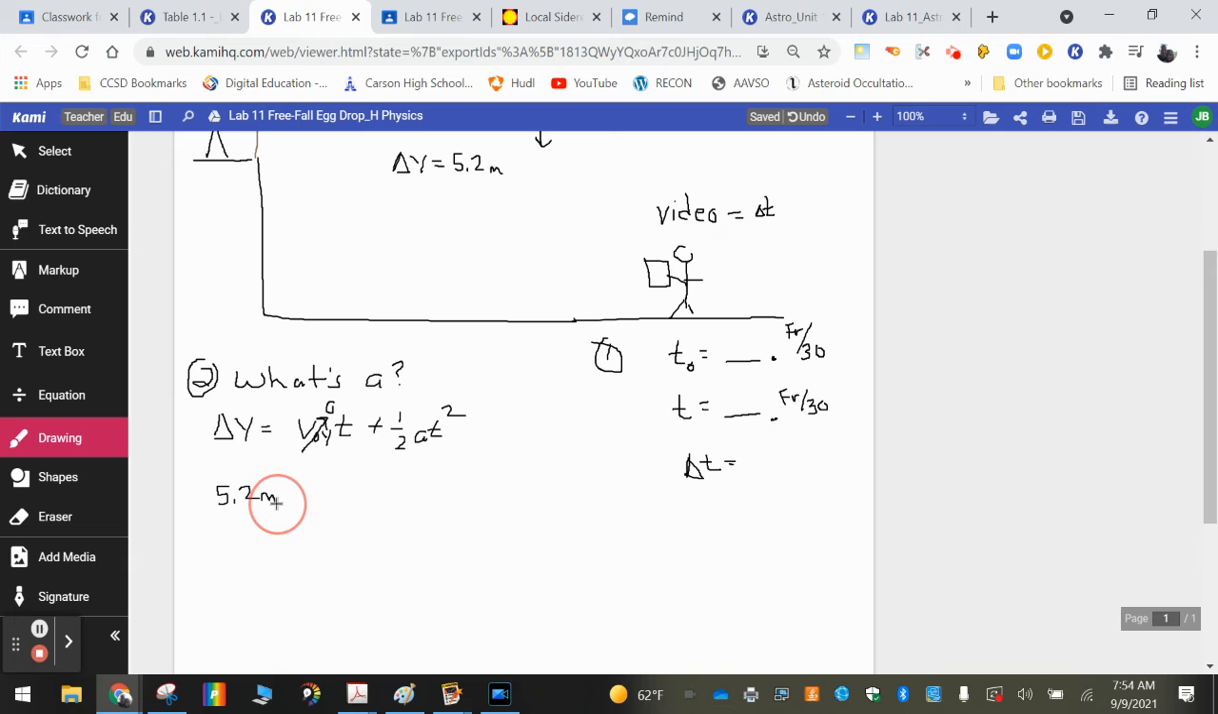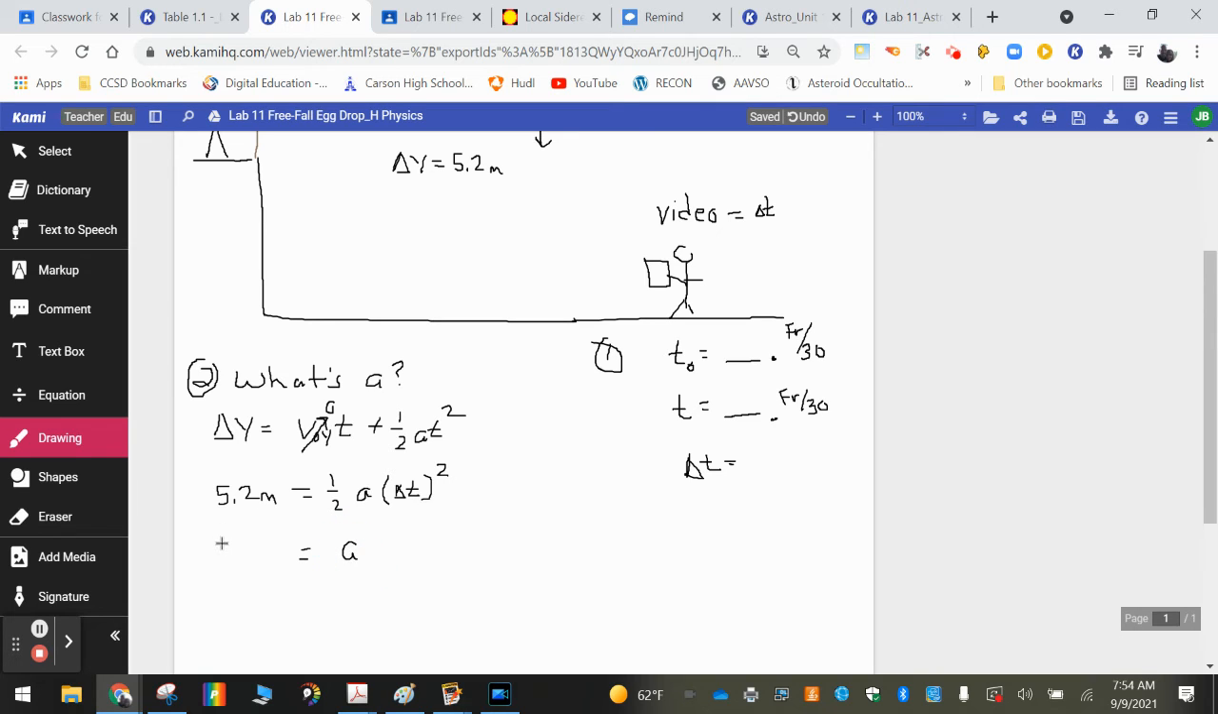Yeah, 5.2 meters, right? 1/2 is 1/2, right? Okay. Here's a, and this is going to be delta t, our duration, squared, right? So from here, can we solve for a? Yeah, using our advanced algebra skills, I can multiply both sides by 2 and divide by delta t squared.